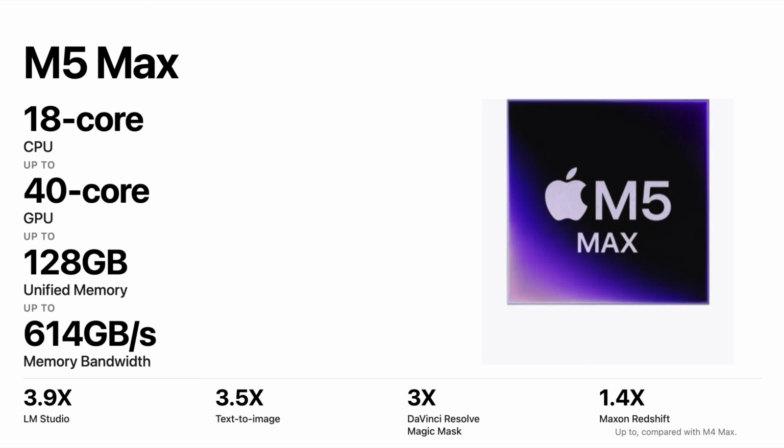But some of the biggest differences are with AI. Compared with M4 Max, Apple says M5 Max can deliver up to 3.9 times faster LLM prompt processing inside LM Studio, up to 3.5 times faster text-to-image generation, up to 3 times faster Magic Mask performance inside DaVinci Resolve Studio, and up to 1.4 times faster scene rendering inside 3ds Max and Redshift. So M5 Max isn't simply about conventional CPU and GPU performance. AI compute is becoming a massive part of this generation.